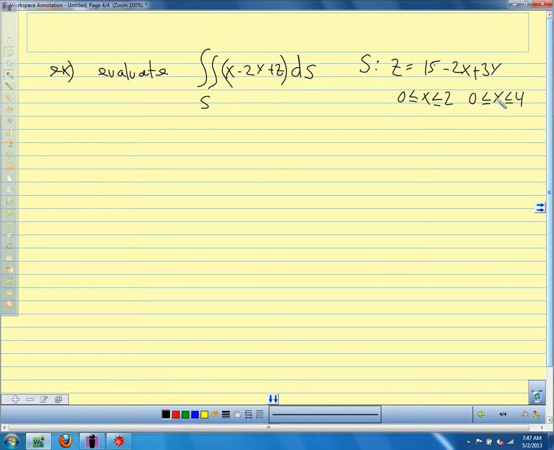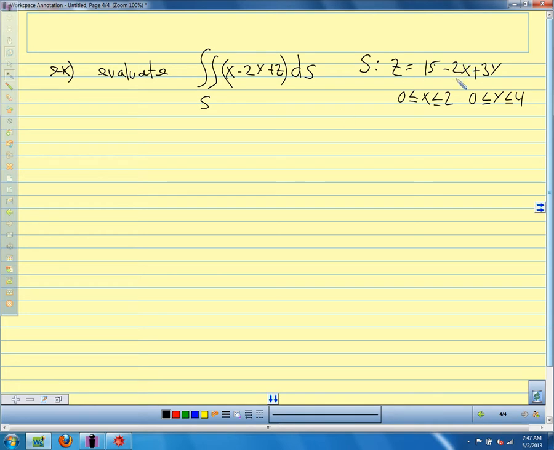So before we start working, let's think about what we're working with. First off, what is this surface? What is it called? A plane. And these boundaries, what is our region in the xy plane? 0 to 2, 0 to 4. So what shape does that give us? A rectangle. We're projecting that rectangle up onto this plane, and evaluating the integral of this function over that surface. We could think of this function as the density function, and this as the mass of the plane in that region.